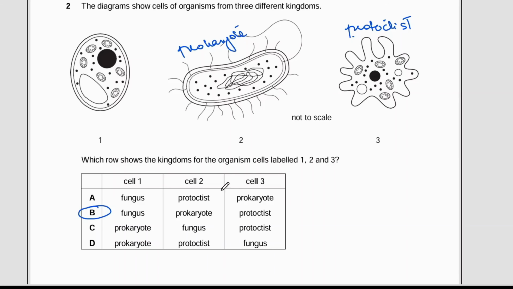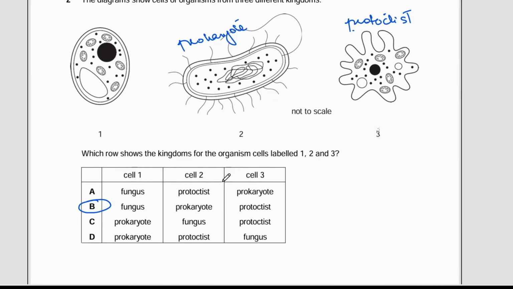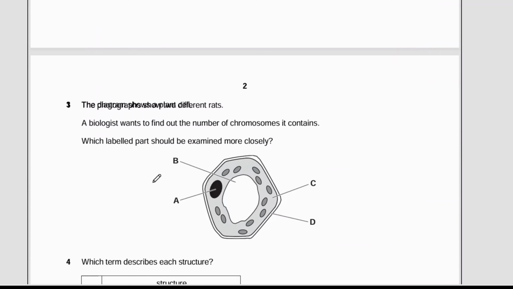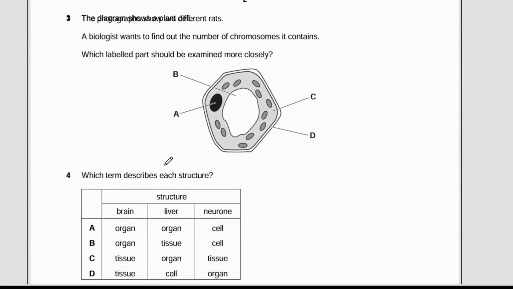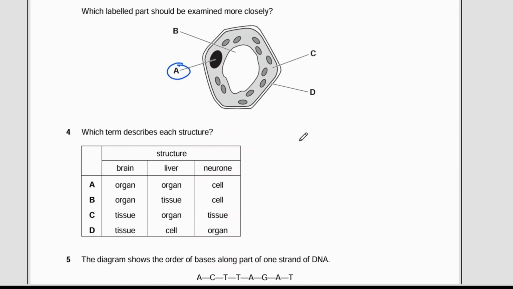Okay, let's move to the next one. The photograph was shown of two different cells. A biologist wants to find out the number of chromosomes it contains. Which labelled part should be examined more closely if you want to see the chromosomes? A, the nucleus. Which term describes each structure? What is brain, what is liver, and what is neuron?